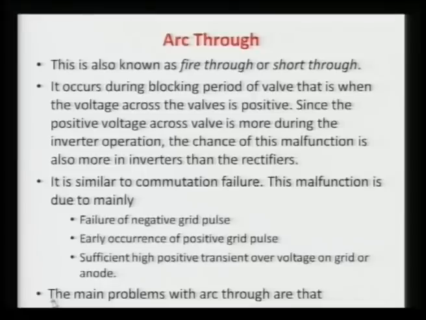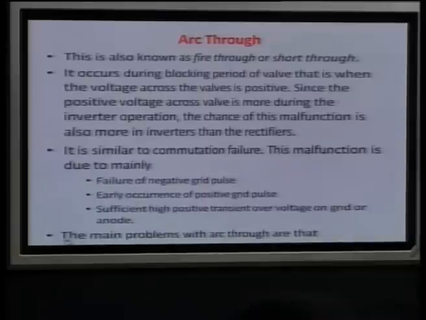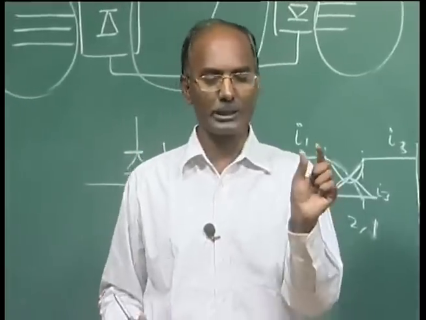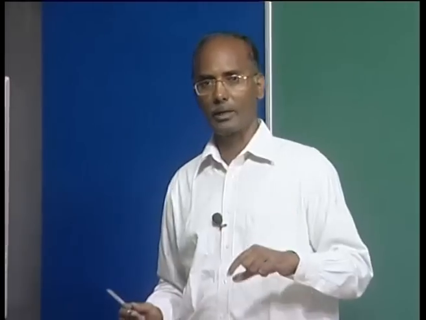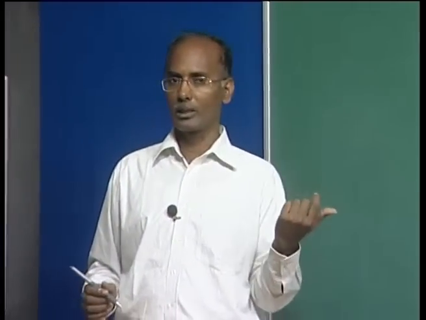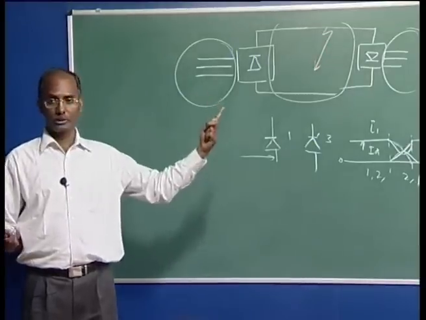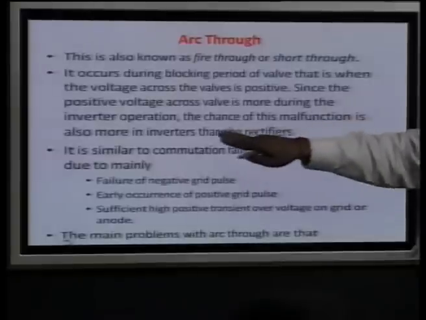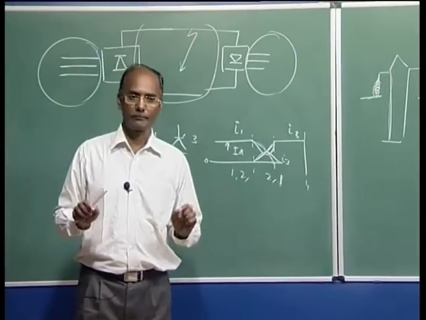This is also known as the arc through, sometimes also known as a short through. It occurs during the blocking period of the valve, that is when the voltage across it is positive. We saw the positive voltage in the rectifier operation is of very small duration. So, the chance of this arc through is minimum in rectifier operation, but it is very common in inverter operation, because the period of positive voltage across the valve is very high in the inverter operation, and its impact is almost similar to the commutation failure.